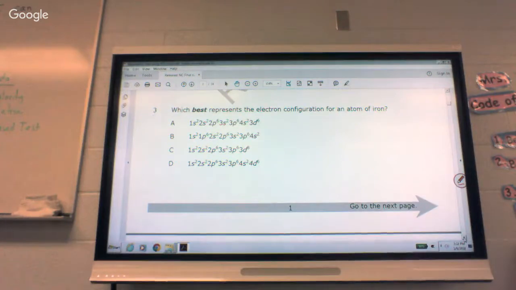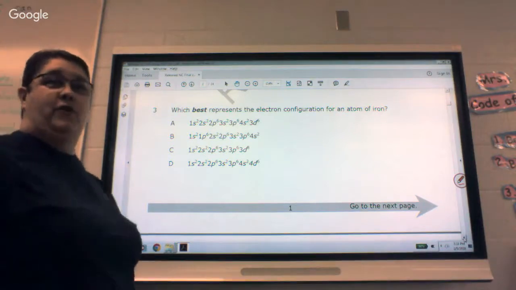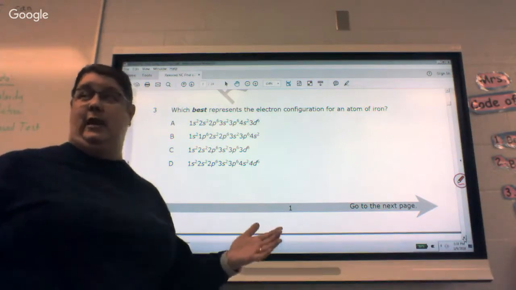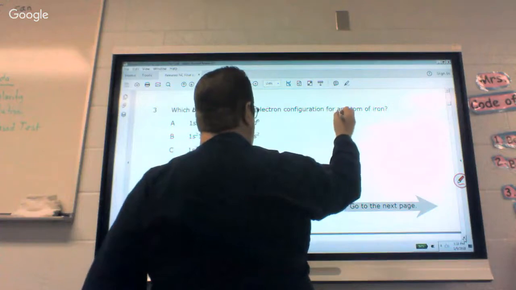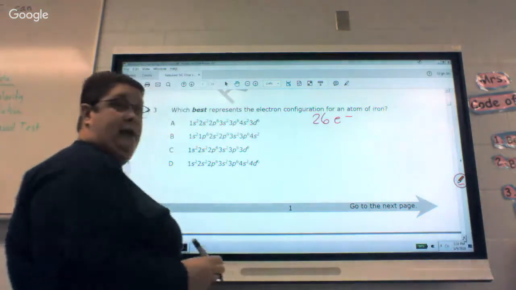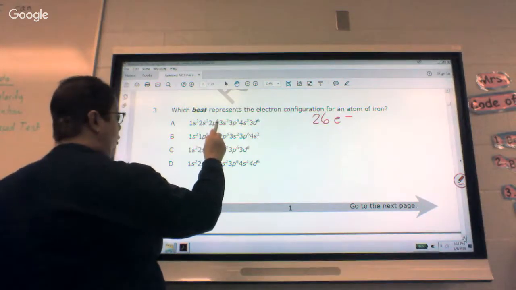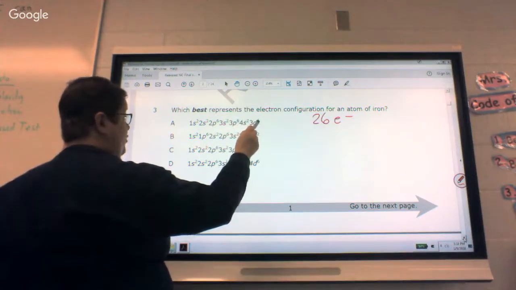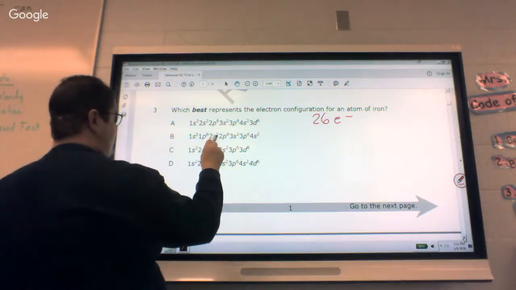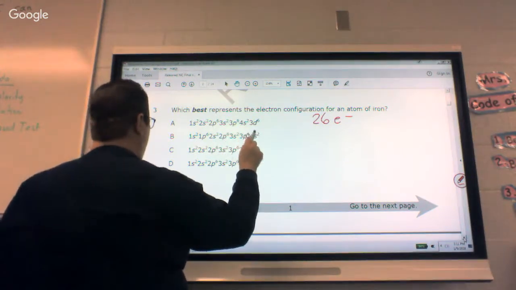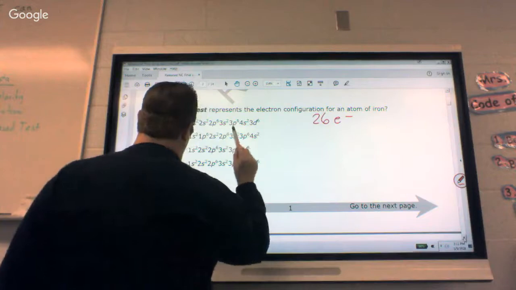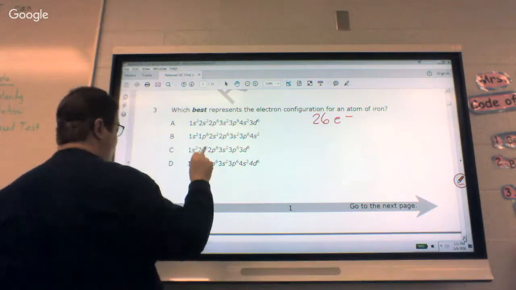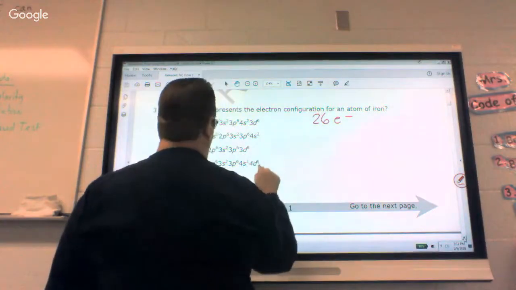All right, here is iron, and it's the electron configuration, right? The first thing I'd look at is iron has how many electrons? 26. Okay? So the first thing I'd do is, does everybody have 26 electrons? 2 plus 2 is 4, plus 6 is 10, 12, 18, 20, 26. 2, 8, 10, 16, 18, 24, 26. 2, 4, 10, 12, 18, 26. 2, 4, 10, 12, 18, 20, 26.